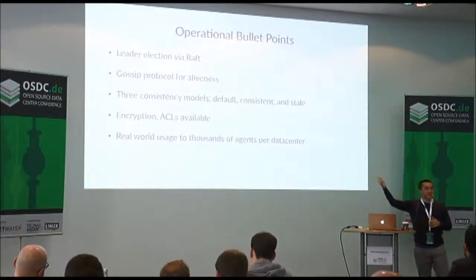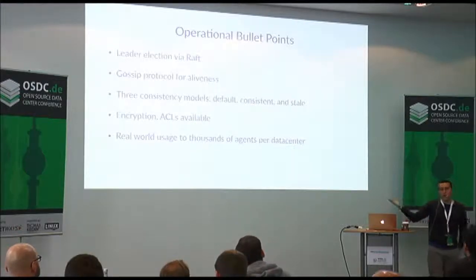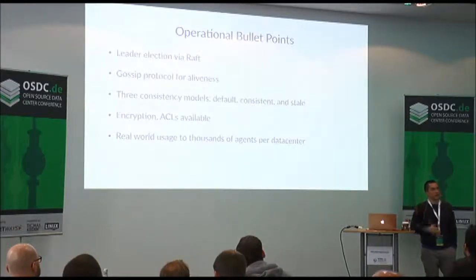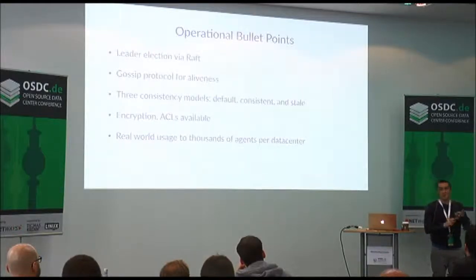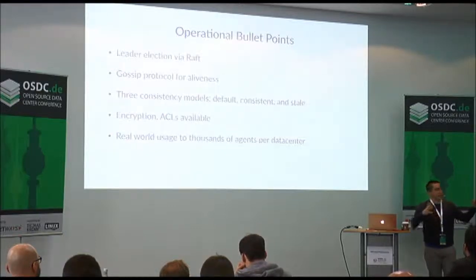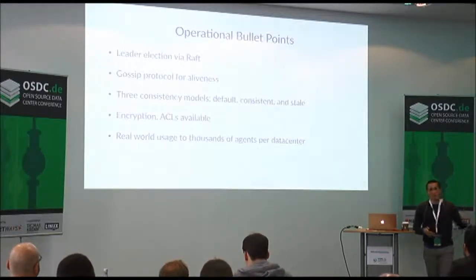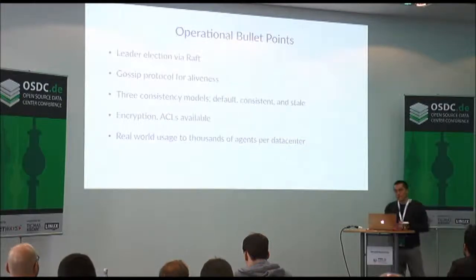It uses a gossip protocol for liveness checks. It uses a gossip protocol called SWIM, if anyone's heard of that, but it's a very, very scalable way to both send small amounts of data, like events, but also do failure checks. So as your data center grows, the cost of liveness checks grows linearly, versus a square approach with something like heartbeats.